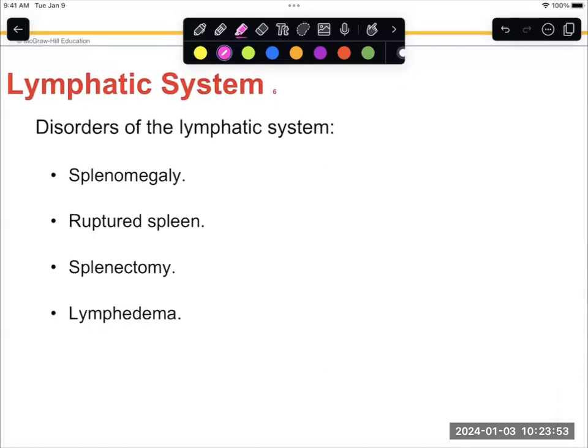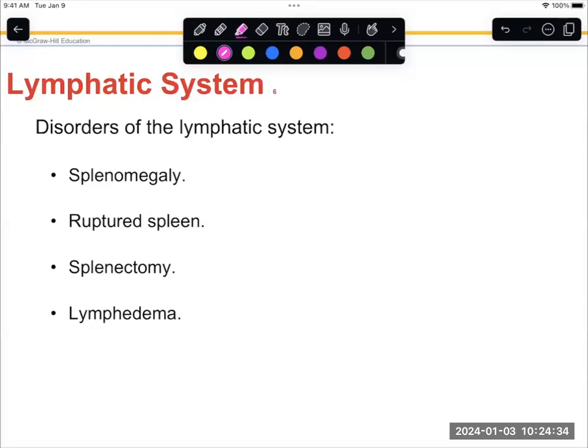Splenomegaly, we said, was that enlargement of the spleen. It usually occurs in different infections, hepatitis, mononucleosis, anemias, Gaucher's disease, and lymphomas. A ruptured spleen occurs in traumatic rib cage and abdominal injuries, like a car accident. If the spleen has been ruptured, they'll usually do a splenectomy. They'll get rid of that spleen. They'll have to take it out.